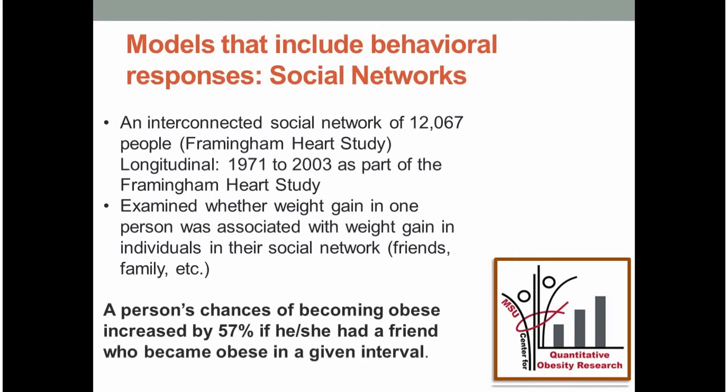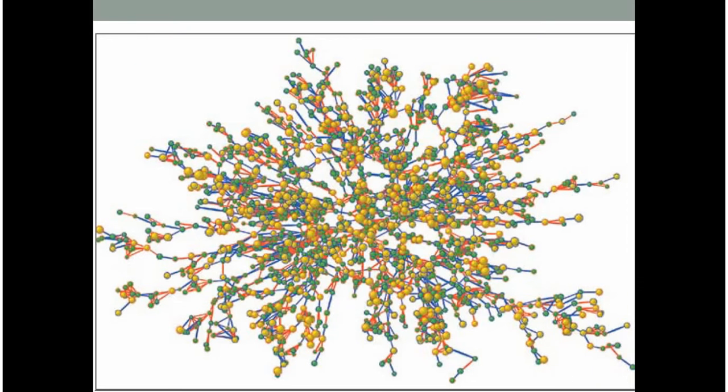Their results concluded that a person's chance of becoming obese increased by 57% if he or she had a friend who became obese in a given interval. So it was a time-dependent model. And this particular article, like I said, got a lot of media attention. I recall this was before I really was in the field of obesity. And I remember hearing things like, "Could your friends be making you fat?" as one of the headlines that appeared at the time. So it was very interesting to look at something like that.